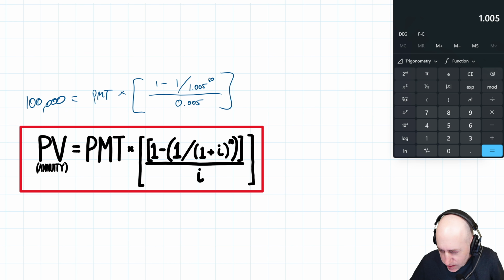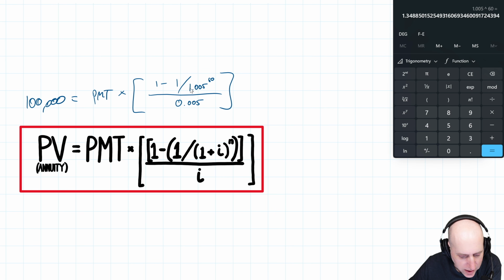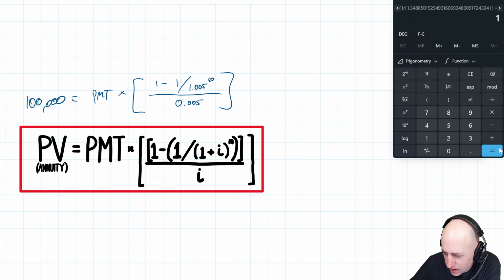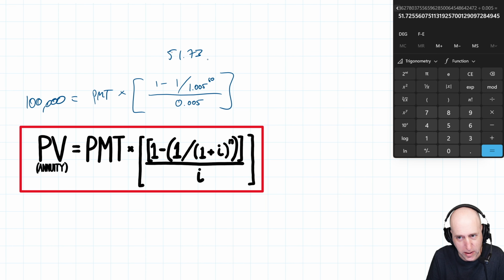1.005 to the power of 60. I need the x to the y button, right there. To the power of 60 is 1.3488. I've done that, so I go 1 divided by that. There's a 1 over x button on my calculator. 1 over x is 0.74. 1 minus that. So I just put this in as a negative, plus 1, 0.2586, divide by 0.005, and I get 51.73, call it. I'm going to keep all those decimals because I want to be right to the penny.